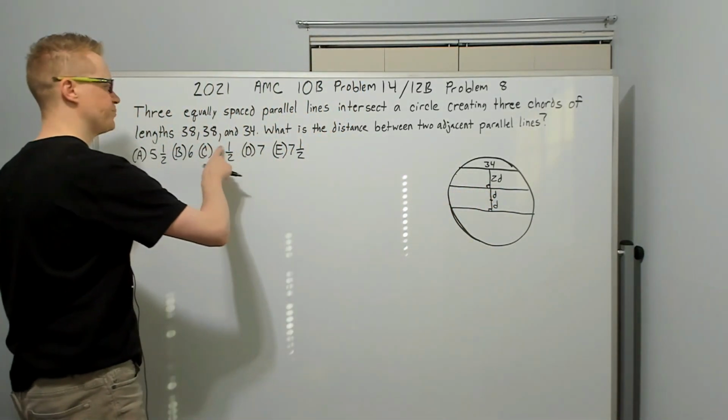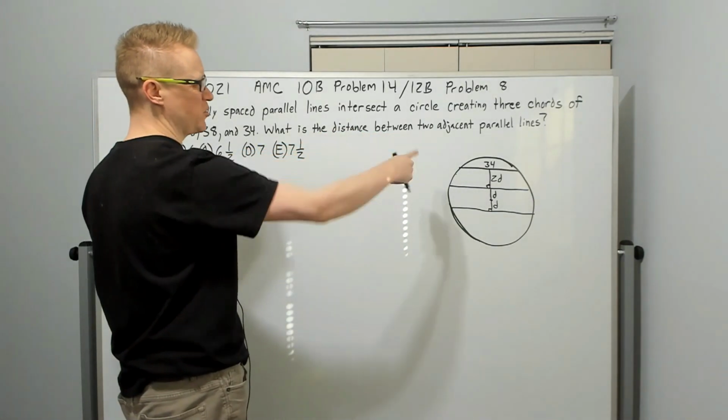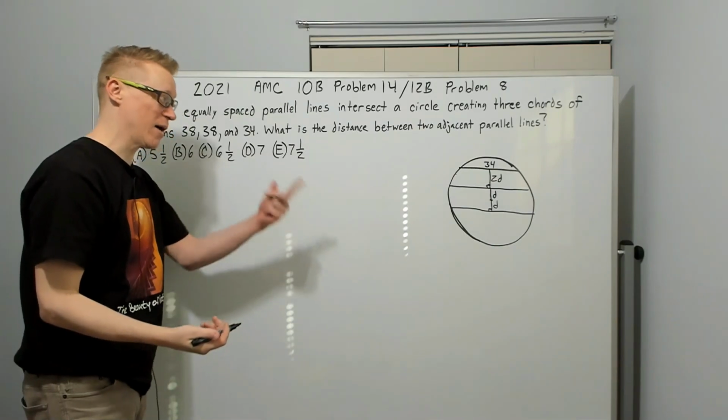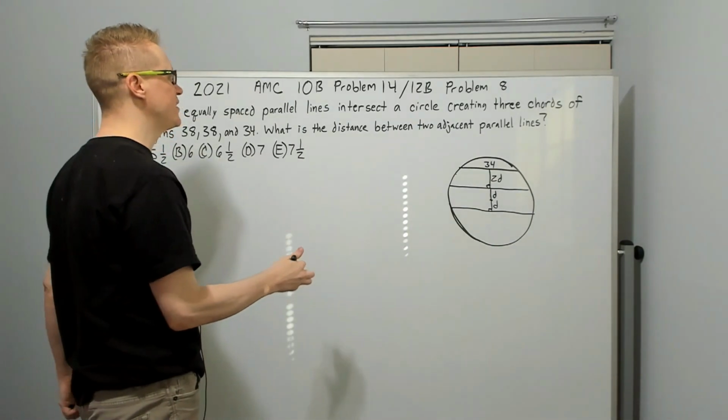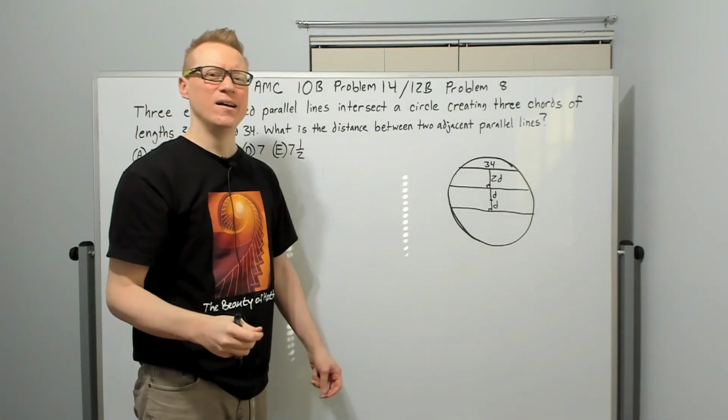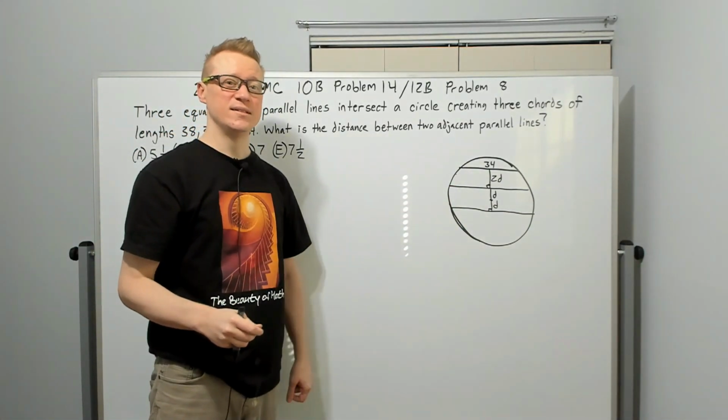Okay, now what? What is the distance between the adjacent parallel lines? In other words, what's 2d for our problem at least? Your problem might have looked different, or somebody else's might have looked different. How are we going to get that? Well, you're in a circle.